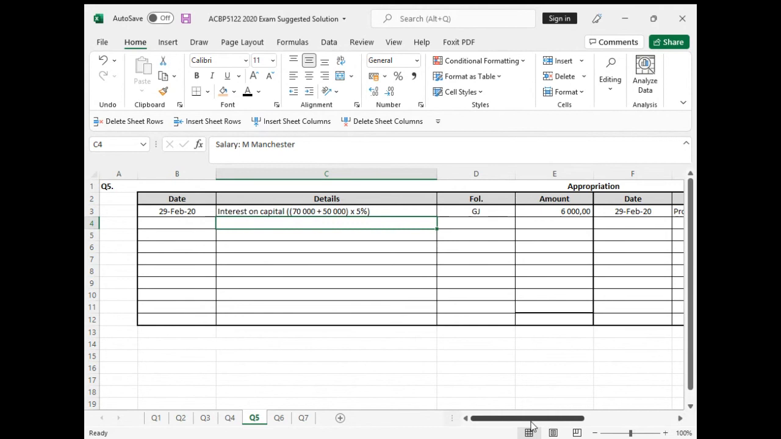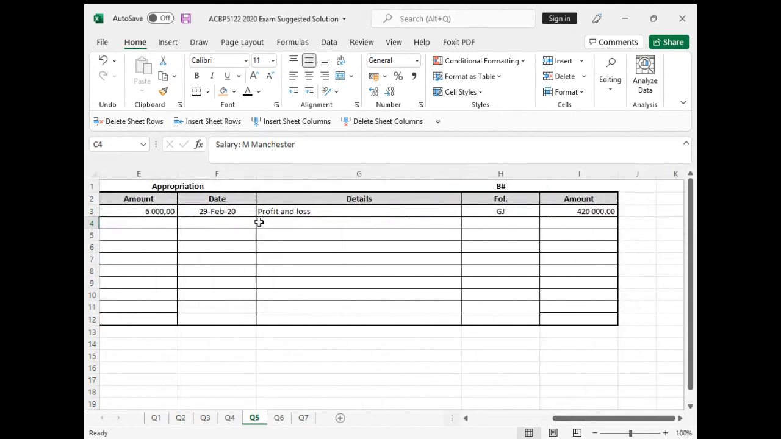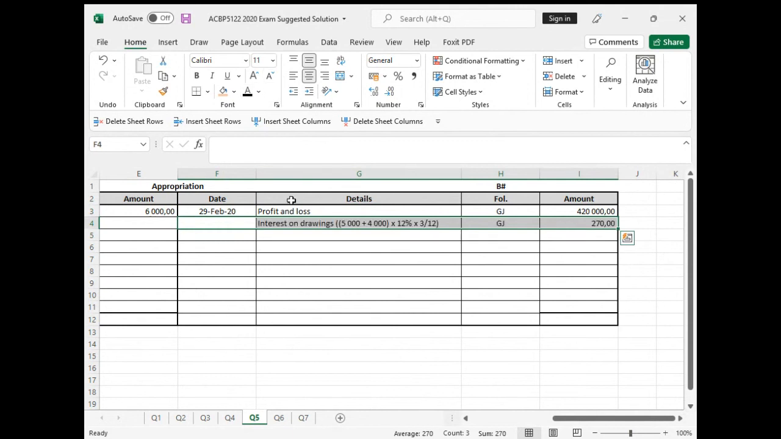Then point 2 was the interest on drawings. Now we said interest on drawings is income because the partners borrowed money. So income would be on the credit side of our appropriation account, and we would do the 5,000 Rand plus the 4,000. We multiplied with the 12% that is charged, but in this scenario, we've only taken out the money 3 months prior to year end, so we apportion it for 3 months to get to a value of 270.